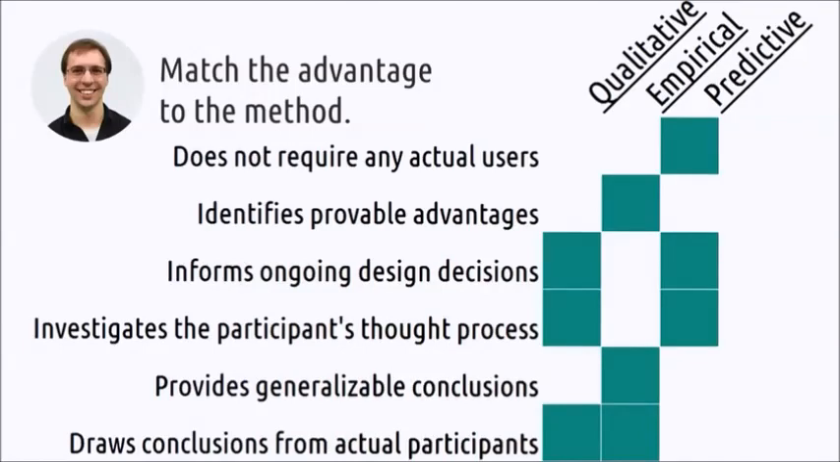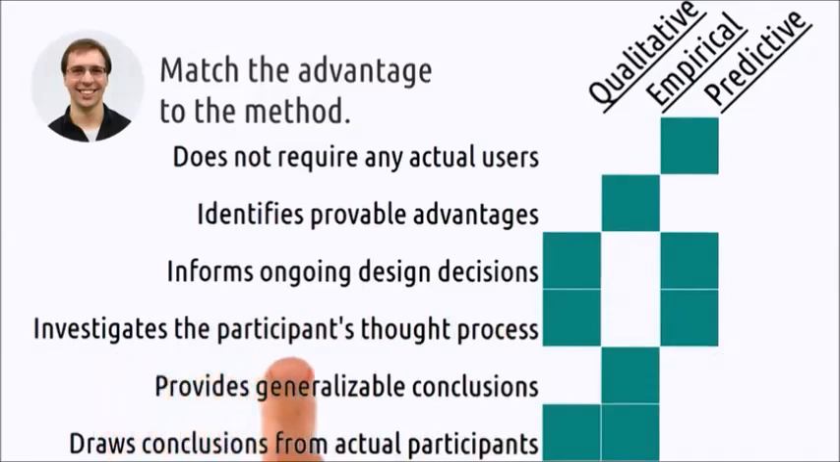As far as informing ongoing design decisions is concerned, that's definitely the case for qualitative and predictive evaluation. I've left it unmarked for empirical evaluation simply because we usually do this towards the end of our design lifecycle, although we also know that the design lifecycle never really ends. So eventually, empirical evaluation could be used to inform ongoing design decisions. It's just not involved in the earlier cycles through the design lifecycle.